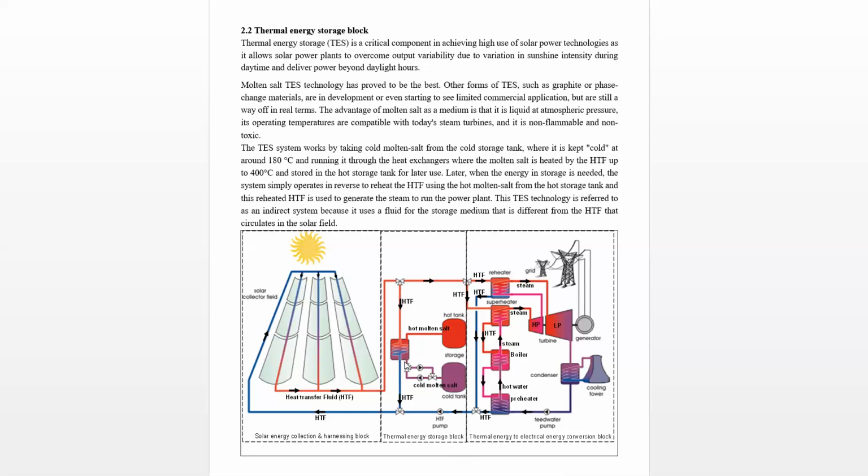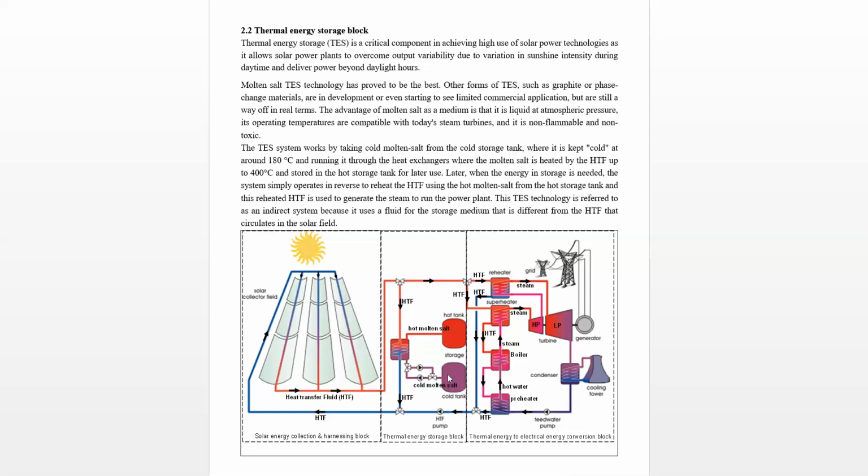Here is a heat exchanger. Now in this block there are two tanks. One is called the cold tank and another is called the hot tank. So in these tanks we normally have a molten salt. In one of the tanks there is a cold molten salt, and in another tank the energy is stored in the form of a hot molten salt.